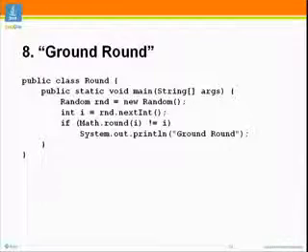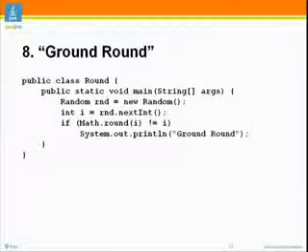Is that a sigh of relief that I hear? This one we call ground round. And the reason we call it that is because it involves the round operator, math.round. All we do is we generate a random integer, and if the rounded value of that integer is unequal to the integer itself, we print ground round. So what I want to know is, what does this program do most of the time?